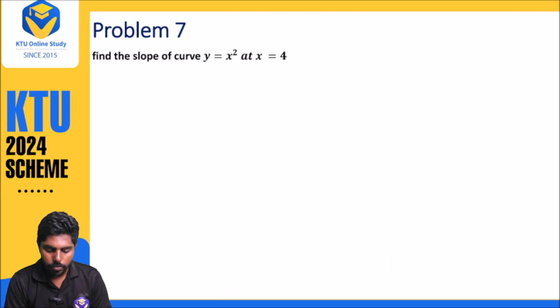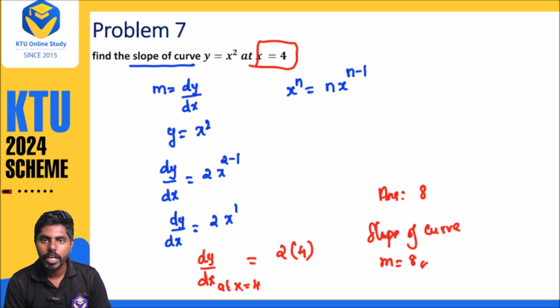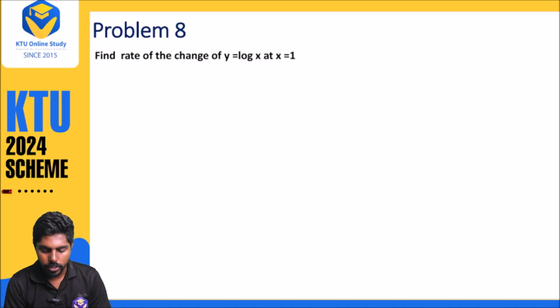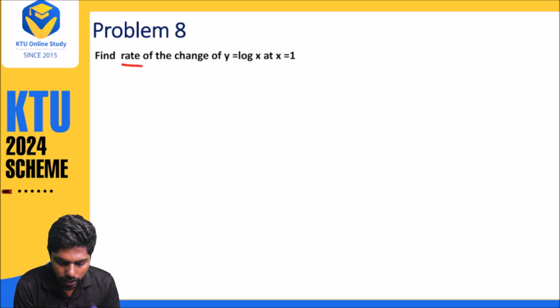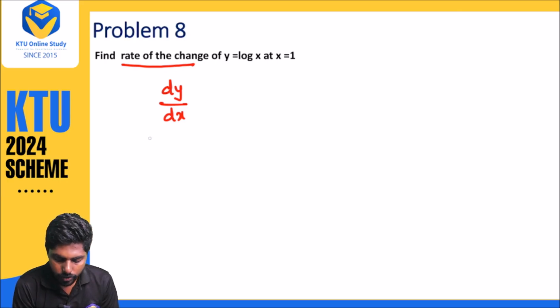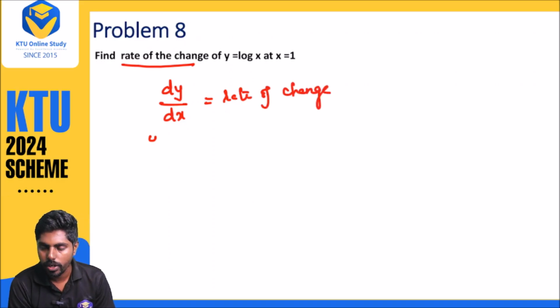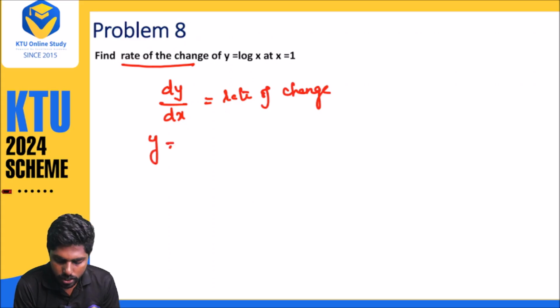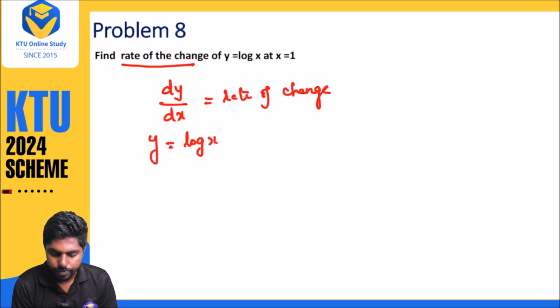What is the eighth problem they have given? They have given, find the rate of change. So the rate of change also, what is the formula? That is nothing but dy by dx. The rate of change formula is also dy by dx. So what have they given? y is equal to log x.